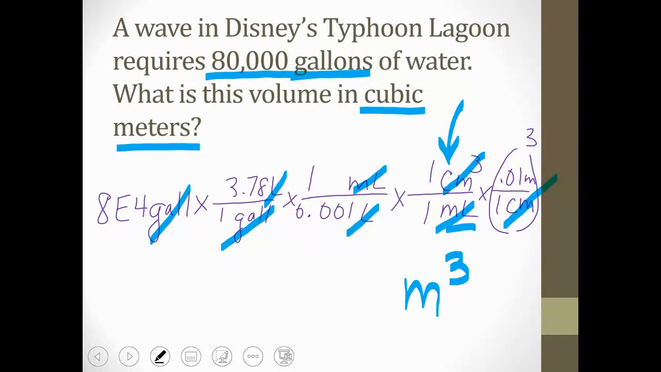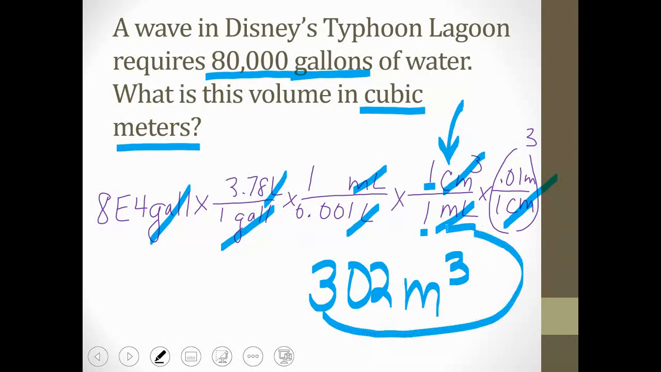So when I am solving this, I'd take 8 times 10 to the fourth. I would multiply by 3.78. I would divide by 0.001. Multiply by 1, divide by 1, doesn't do anything. And then multiply by 0.01 three times, or 0.01 to the third. And I just rounded it off, and you get 302 meters cubed.